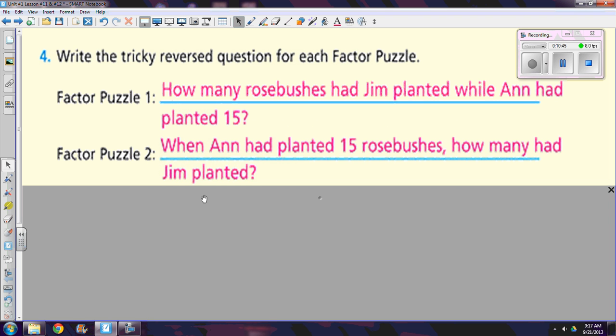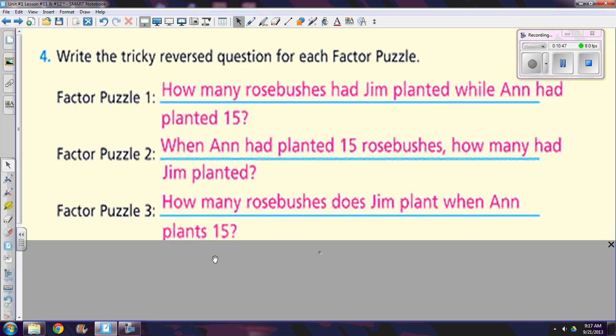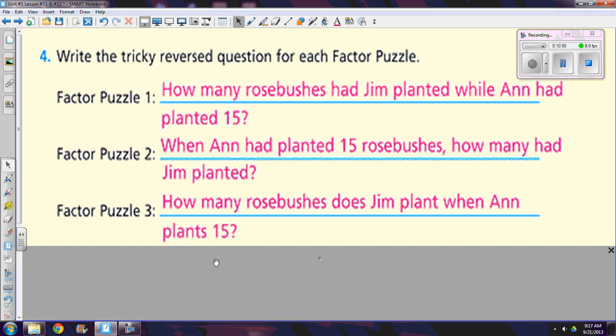So in your black notebook for factor puzzle number 3, look at what they have and write this down. How many rose bushes does Jim plant when Ann plants 15? So, how many rose bushes had Jim planted while Ann had planted 15, or how many rose bushes Jim planted when Ann plants 15? It's basically just a play on words. It's the same data being represented in 3 different ways. So factor puzzle 1 for 4, 2, and 3. Jot those down, and don't get too hung up on it, but realize that it's the same information represented different ways.